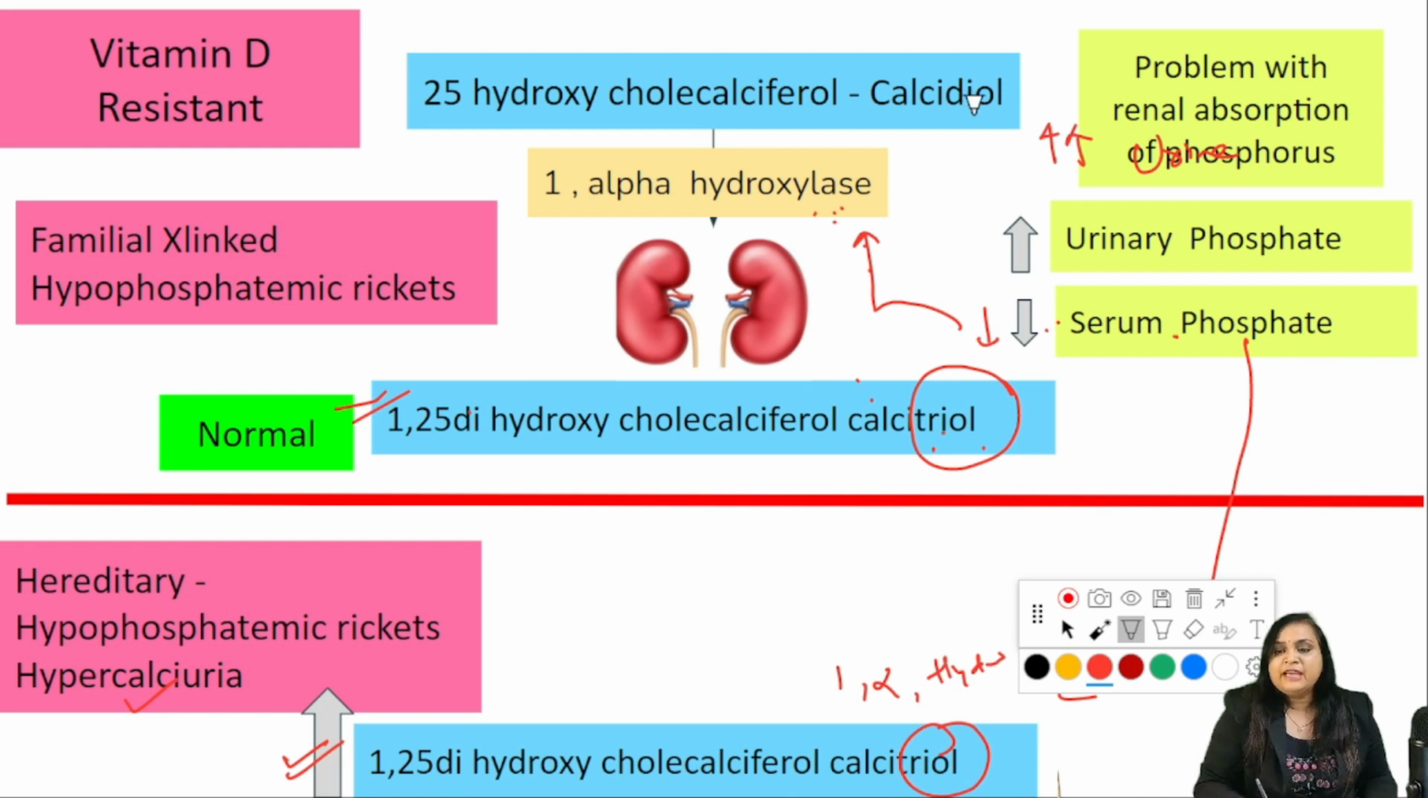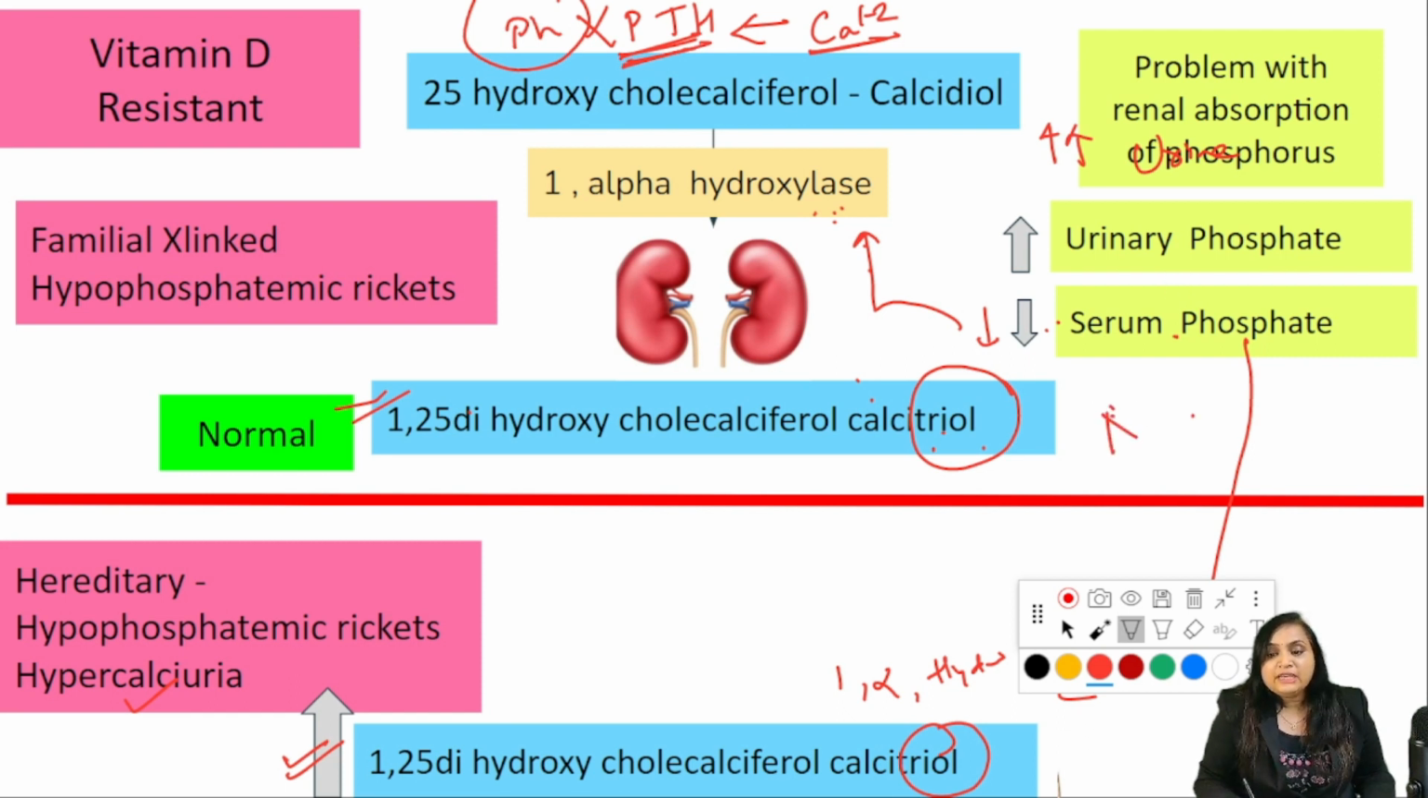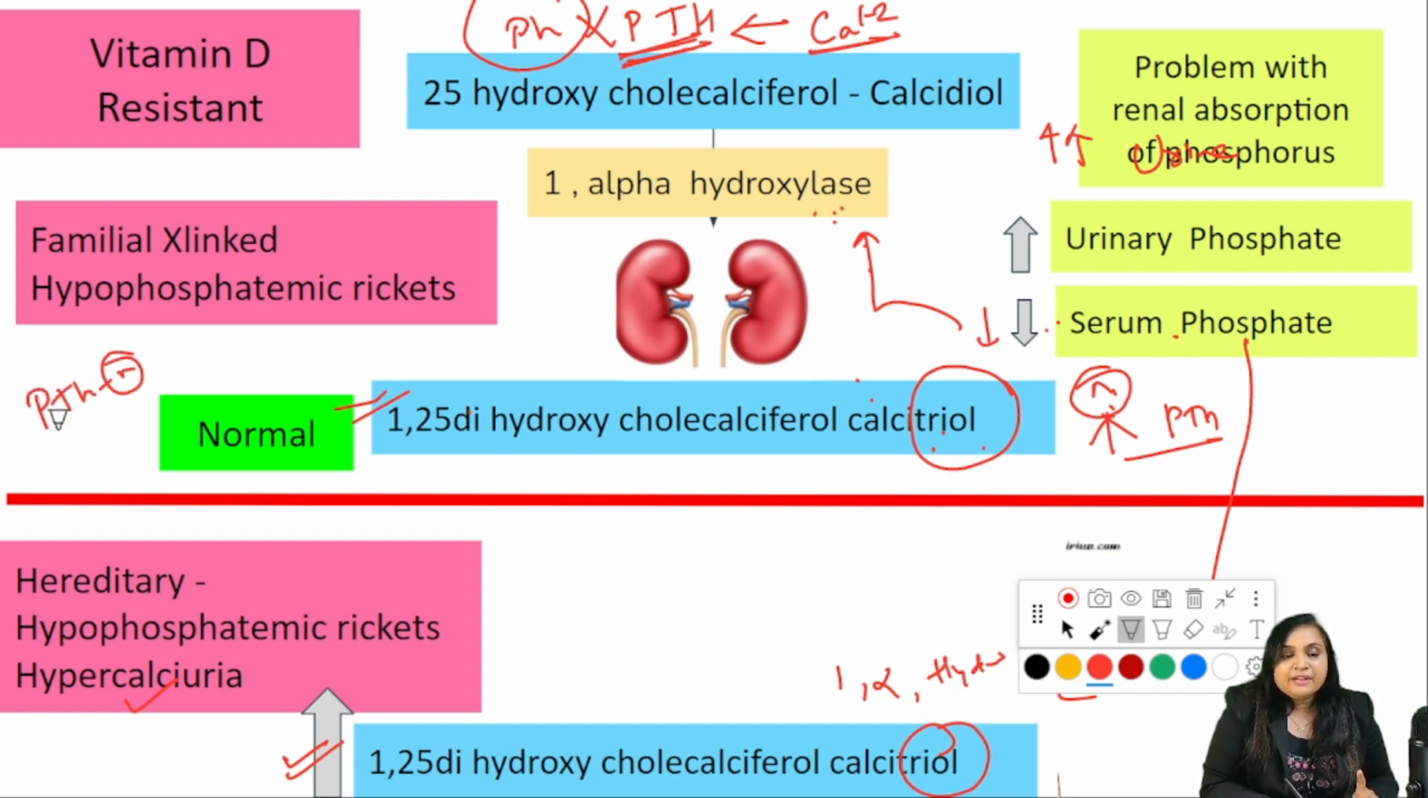One more important fact has to be remembered with hypophosphatemic rickets: phosphate has nothing to do with the feedback of parathyroid hormone. Parathyroid hormone has a feedback mechanism with calcium. So in hypophosphatemic rickets, there is no increase in PTH. PTH level is normal. So among all the rickets, please remember that whenever you see a question with normal parathyroid hormone, think of hypophosphatemic rickets, because phosphate has nothing to do with the feedback mechanism with the PTH.